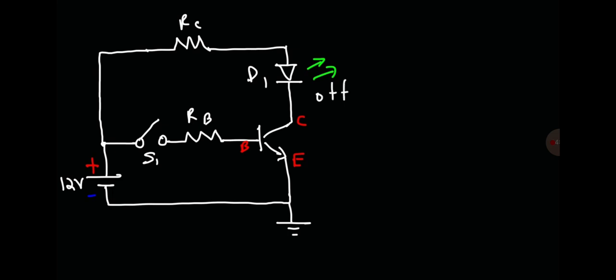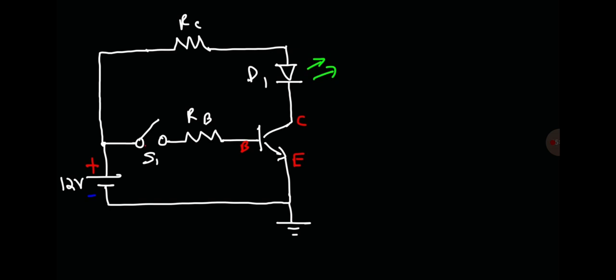So S1 is a switch that controls a small amount of current, which will also control a larger current flowing through the LED. And that's the purpose of the transistor, at least one of its many operations. It's using a small current to control a larger current. Now let's see what's going to happen when the switch is turned on.